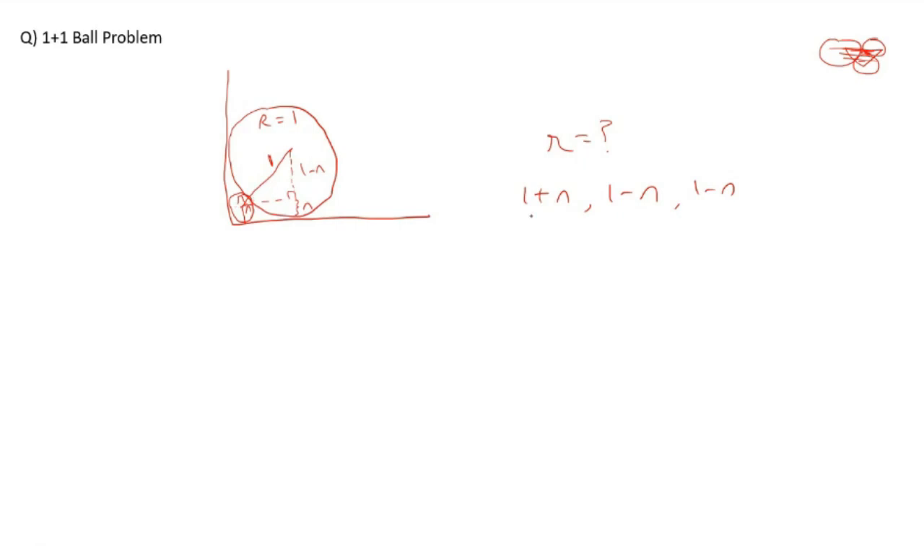Right, now I have three sides of a right triangle. I can directly apply Pythagoras. So (1 plus r) whole square, which is this side whole square, will be equal to (1 minus r) whole square plus (1 minus r) whole square, which is 2 into (1 minus r) whole square.